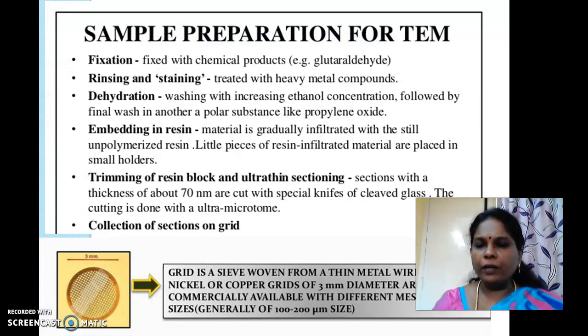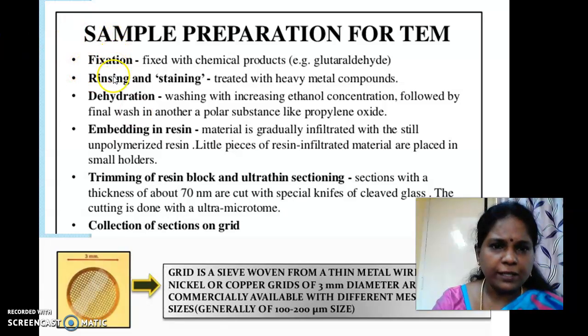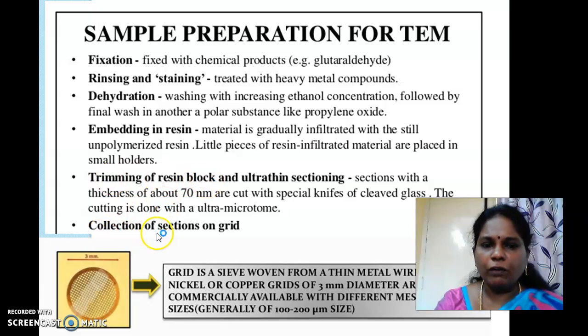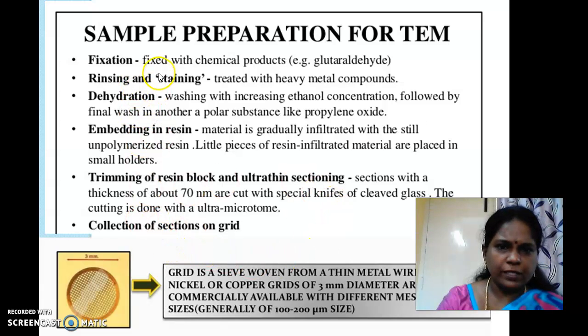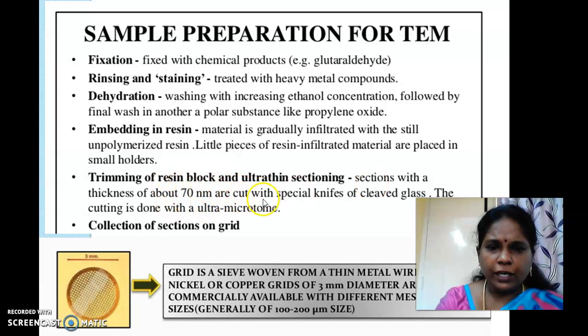And the most important part is the sample preparation for TEM. It is very tedious and it is a stepwise procedure, which involves all these steps: fixation, rinsing, dehydration, embedding in resin, trimming of the resin block, and collecting of sections on the grid. Finally, the specimen is of the size 70 nanometer, which is cut with a special knife of cleaved glass, and it has to be kept on a grid.